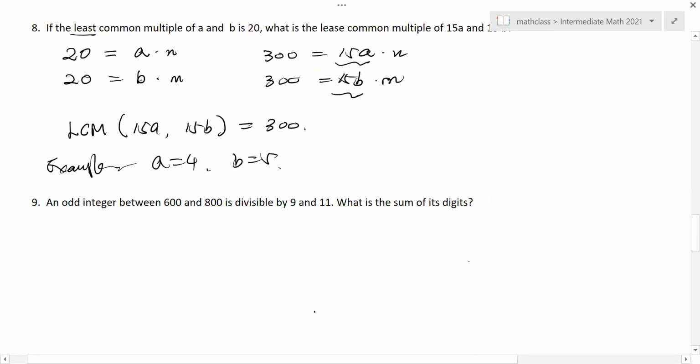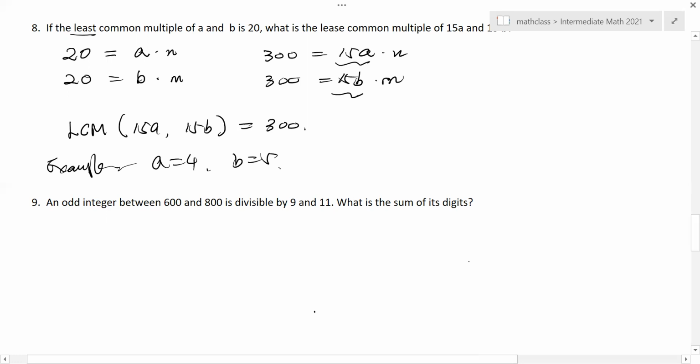All right, so now we have another problem. Here, I wanted to work on that. The odd integer between 600 and 800 is divisible by 9 and 11. What is the sum of its digits? So the question: find the LCM of 9 and 11, and then see if that LCM has a multiple that's between.